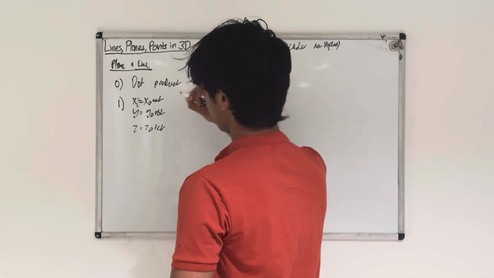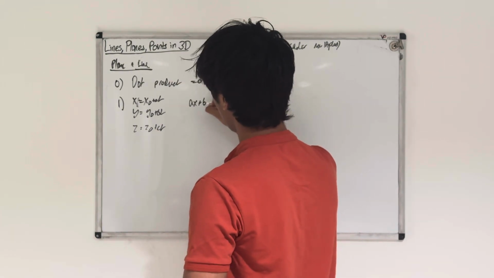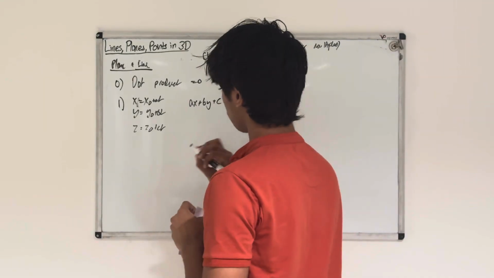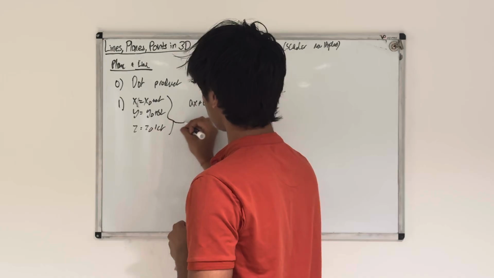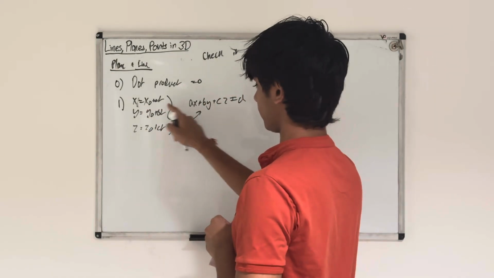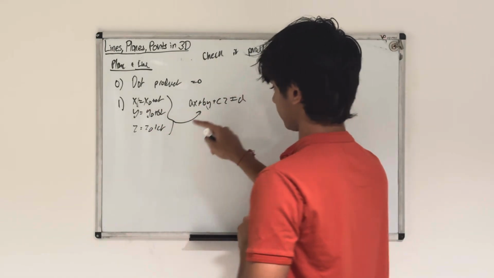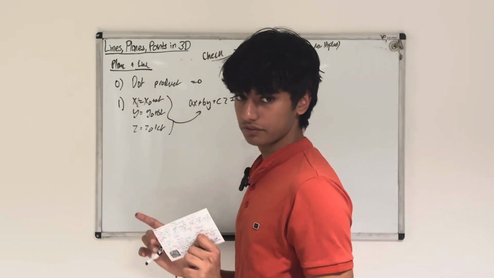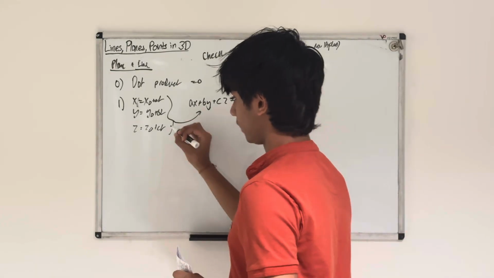And so we have the plane equation, ax plus by plus cz equals d. You'll notice if we take all these equations and plug them in, so we take x equals this and plug it into here, y equals this, plug it into there, z equals this, and plug it into there, what we get is one equation with just one unknown, and the unknown is t.